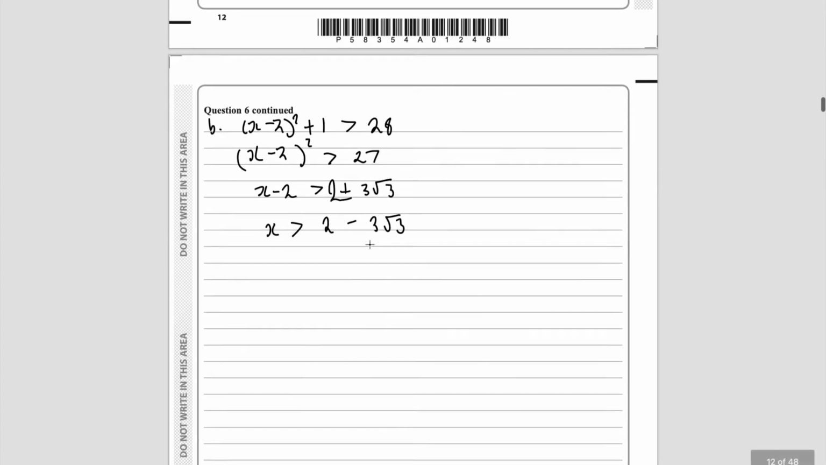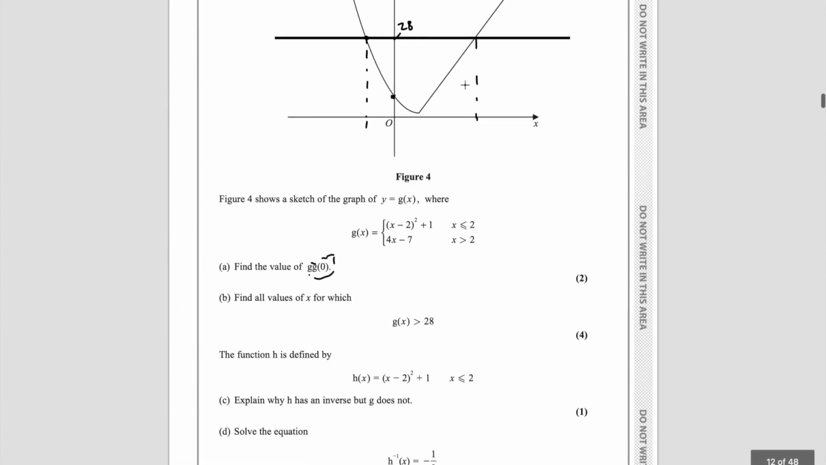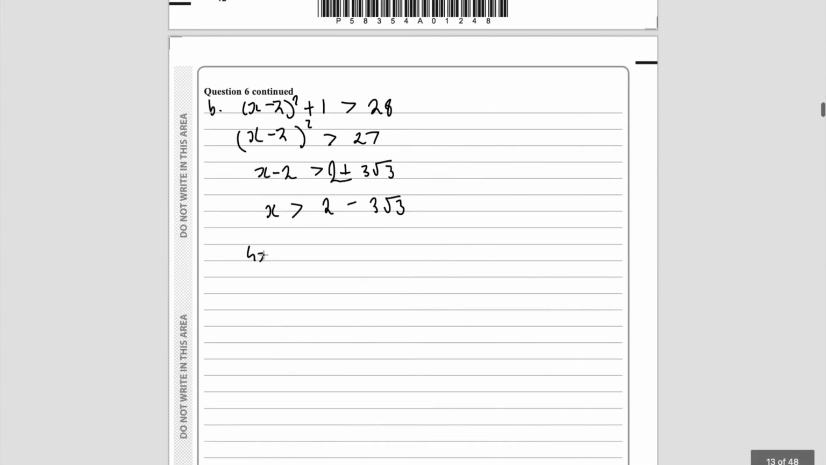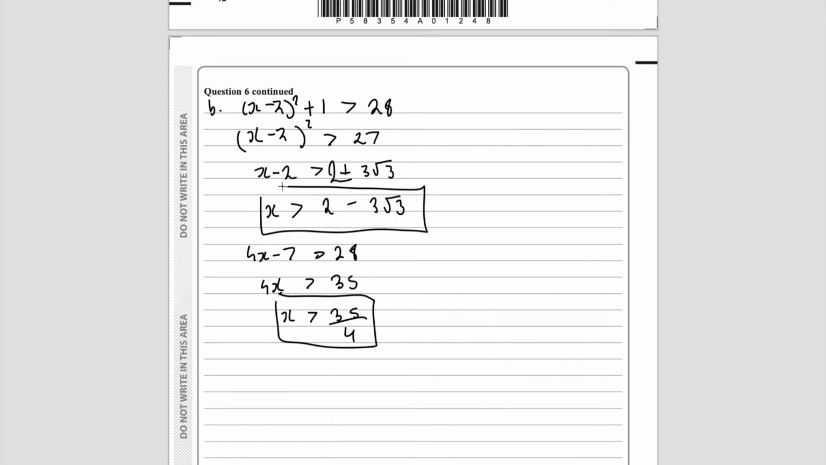And for the second range, we're going to be using this part here, 4x minus 7, the linear part of the function. And that's going to be greater than 28. 4x is therefore going to be greater than 35. X is therefore going to be greater than 35 over 4. And that there forms the two parts of our answer for B.